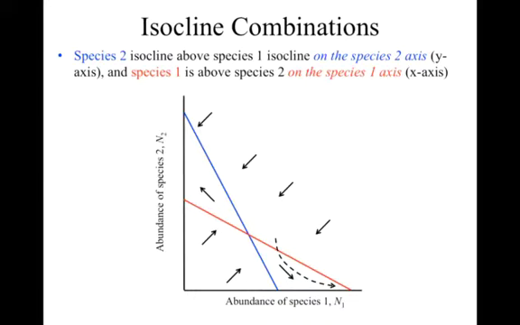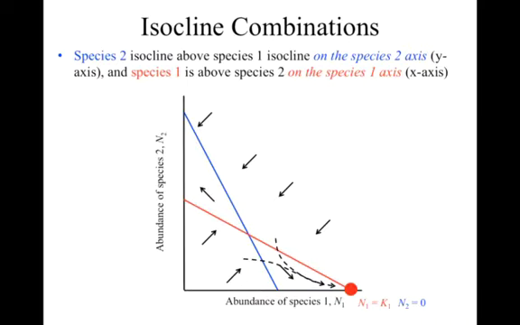You can see the arrows point me in towards the isoclines. But then once I cross one of the 2 isoclines, and here I'm going to cross the species 1 isocline, I'm going to move down towards, in this case, the species 1 axis. If I again start low along species 2, but I start below both isoclines, then again the arrows point me up towards the isocline, so I move towards them until I cross one of the isoclines, and then the arrows point me down towards that species 1 axis. So in that case, I'm going to end up down there at that red point on the species 1 axis.